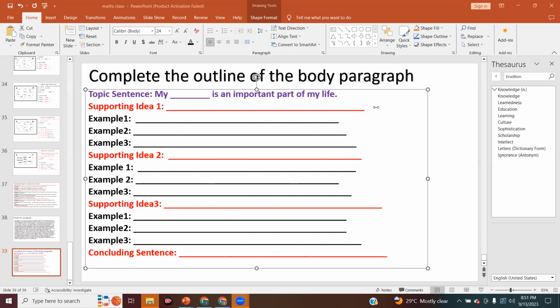Sienna, what are you writing on? My mother. Okay, your mother. Chai, what are you writing on? Animals. Your animals or your pets? Which one? Animals. My animals is an important part of my life.